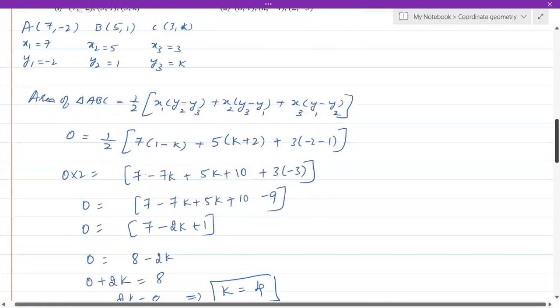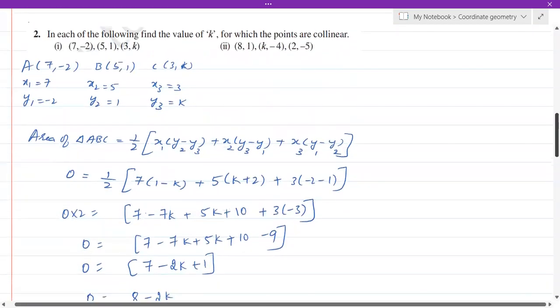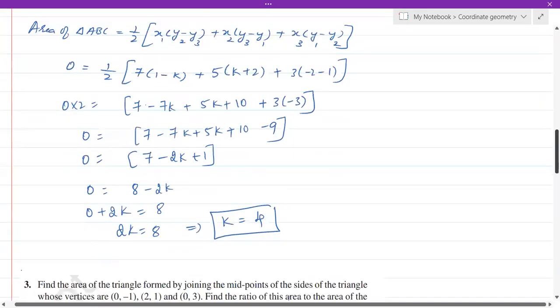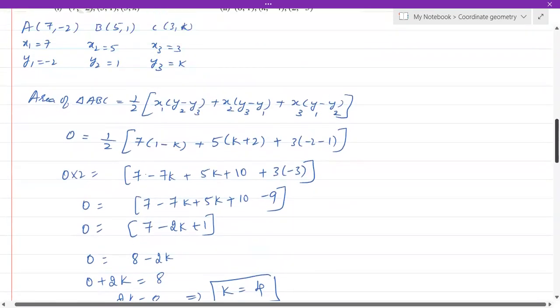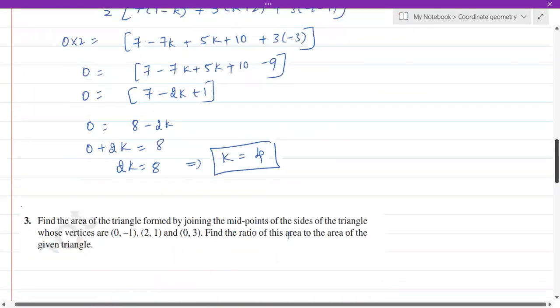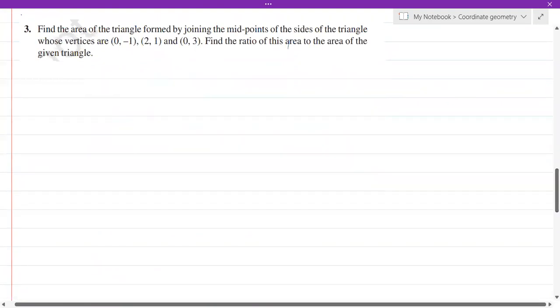So it's very simple. They've given you 3 points, x1, y1, x2, y2, x3, y3. Substitute in the formula for the area of a triangle. The area of the triangle is 0, so you have to take the value as 0. Then directly you'll get the value of k. The second sub question you can take as a task and try by yourself. So let's get into the next question.